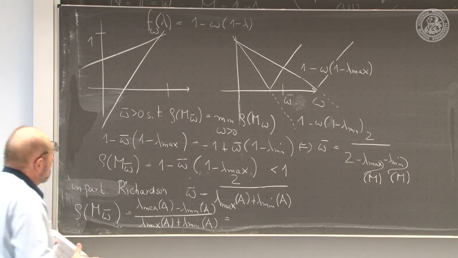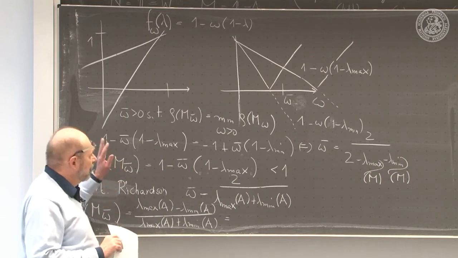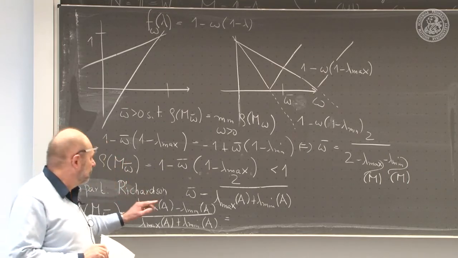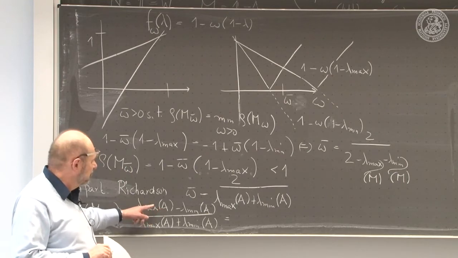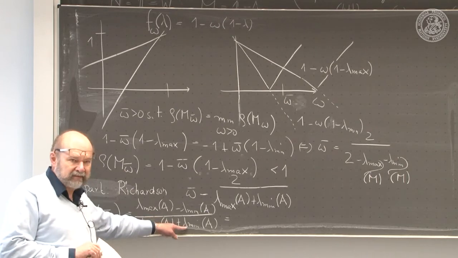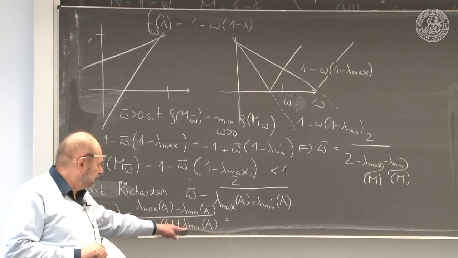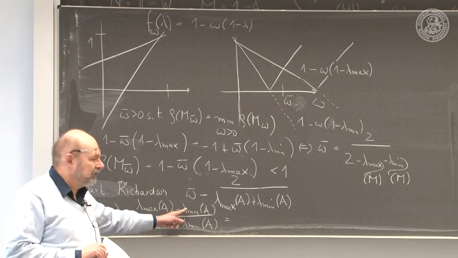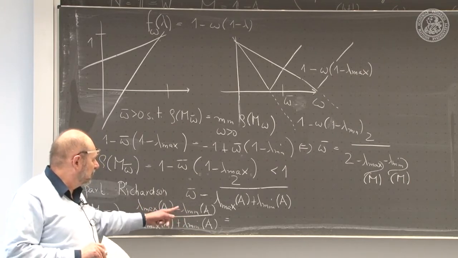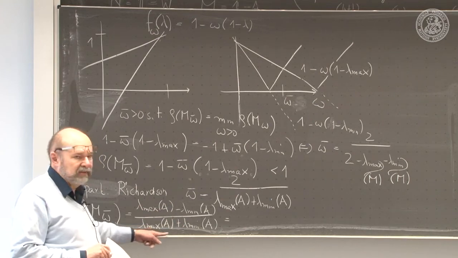The spectral condition number, let's talk about the situation of a symmetric positive matrix, is the maximal eigenvalue divided by the minimal eigenvalue. So if I divide everything here by lambda min, I get here condition number minus 1 over condition number plus 1.